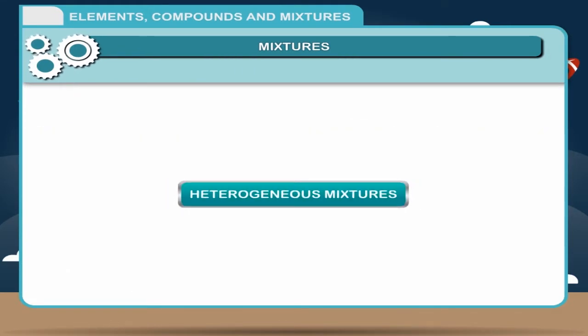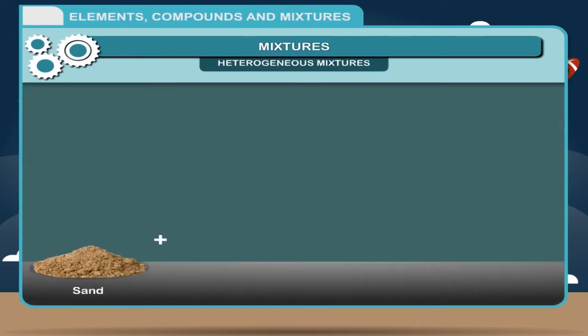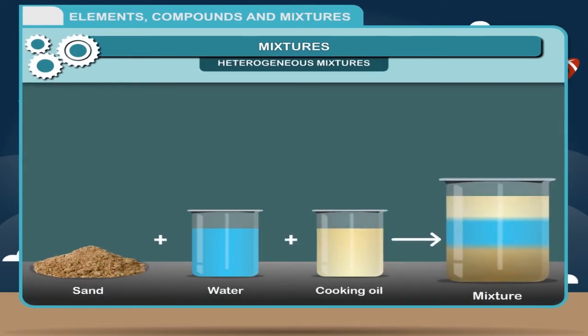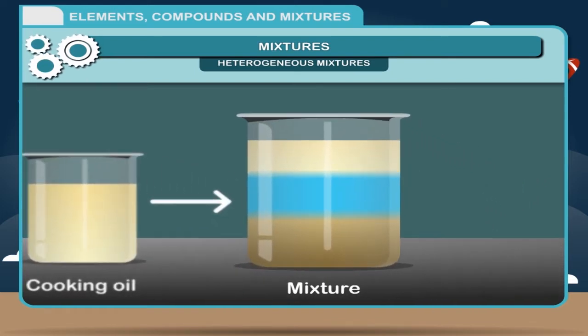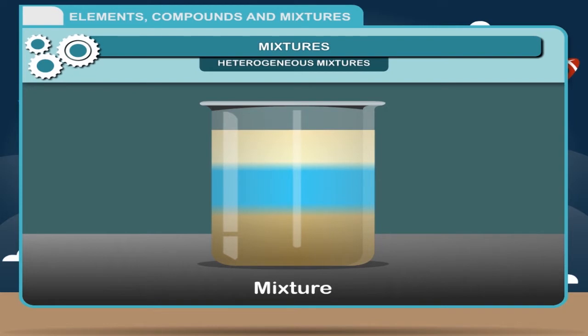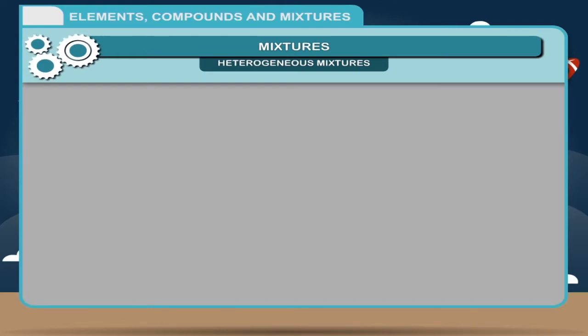Heterogeneous mixtures. In a heterogeneous mixture, the components are not mixed together completely. That is, the components are not uniformly distributed. The components can be seen separately. Its properties also vary throughout the mixture. Suspensions and emulsions are examples of heterogeneous mixtures.